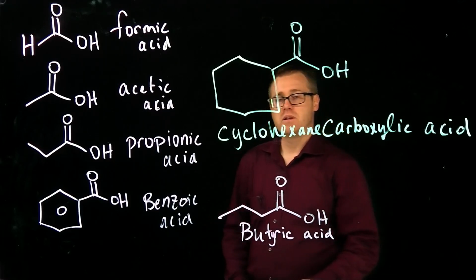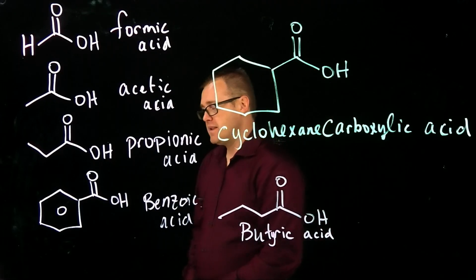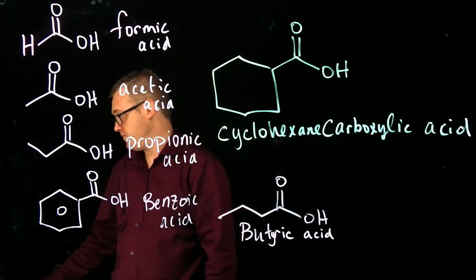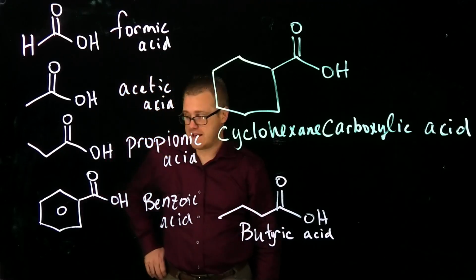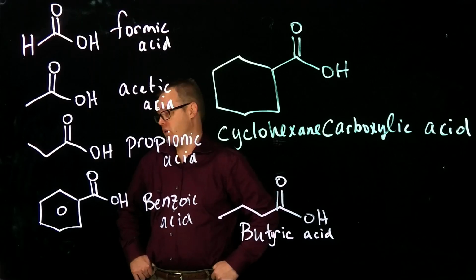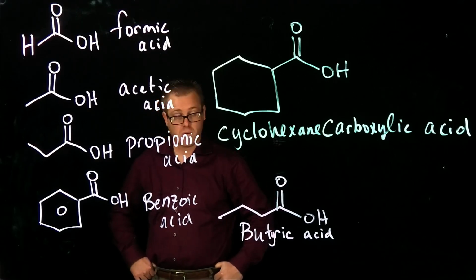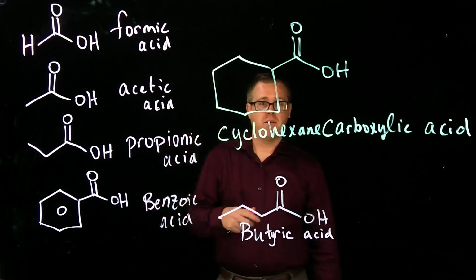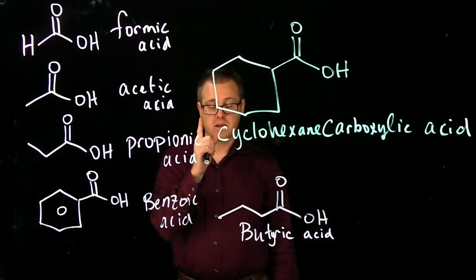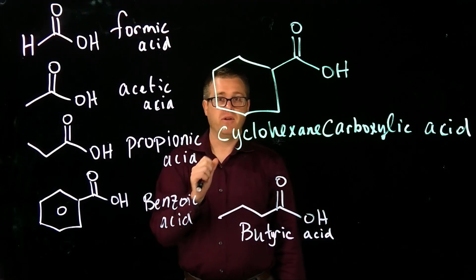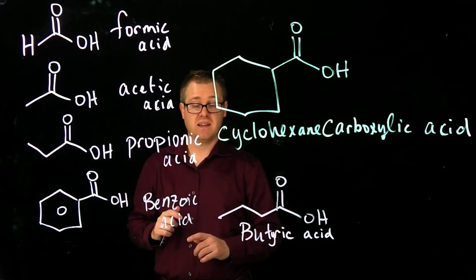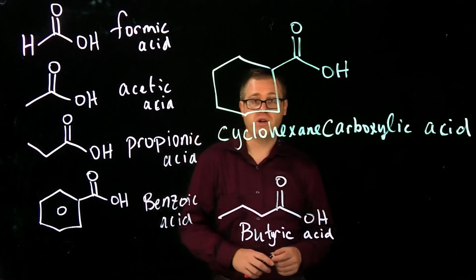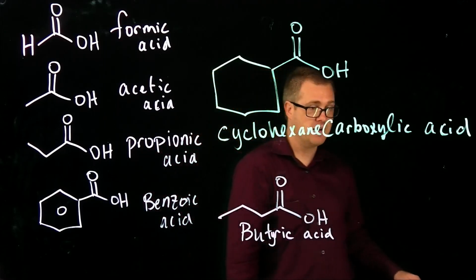Now another rule to be aware of: with the previous examples that I showed you on how to name a carboxylic acid, we talked about butanoic acid and 5-hydroxy-4,4-dimethylpentanoic acid. Remember those two? That's how you name carboxylic acids when there's only one carboxylic acid. But if you have a molecule with two carboxylic acids in it, there are different rules for naming those. So that's what I'm going to show you next: how to name a molecule with two carboxylic acids.